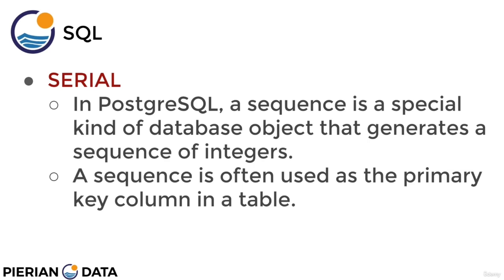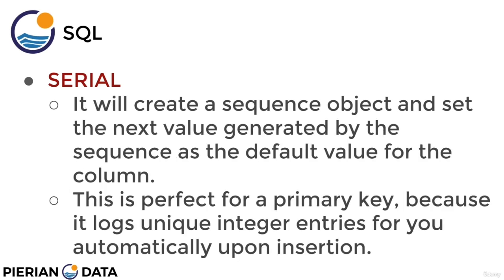So in PostgreSQL, a sequence is a special kind of database object that generates a sequence of integers. And a sequence is often used as the primary key column in a table. So what serial is going to do is create a sequence object and set the next value generated by the sequence as the default value for the column. And this is perfect for a primary key because it logs unique integer entries for you automatically upon insertion.